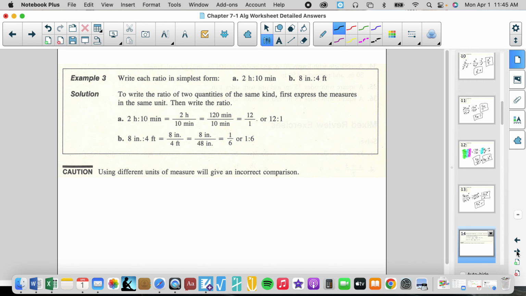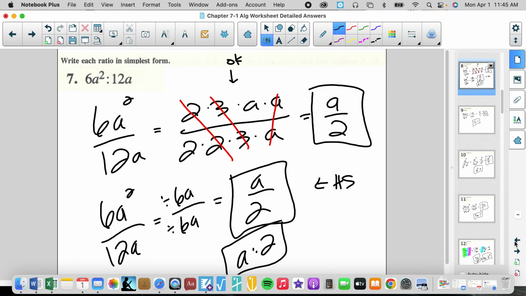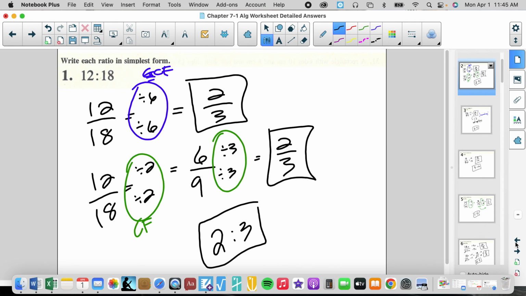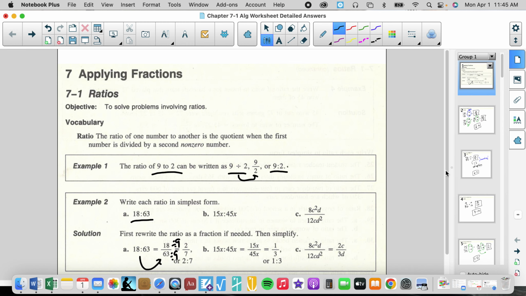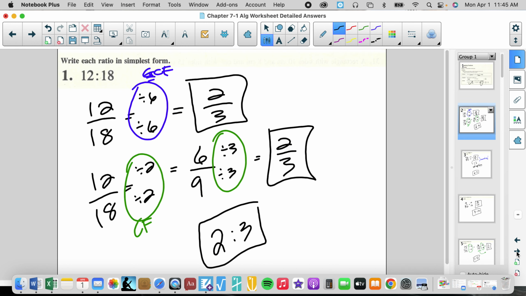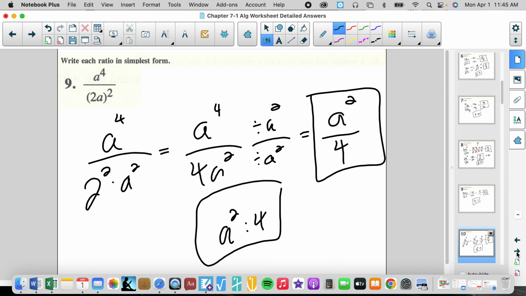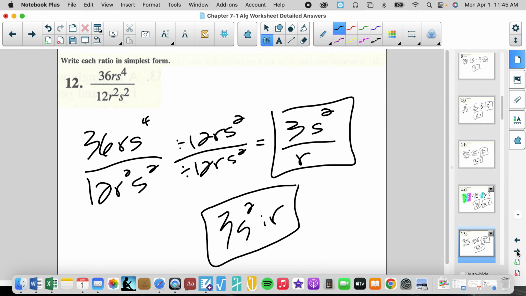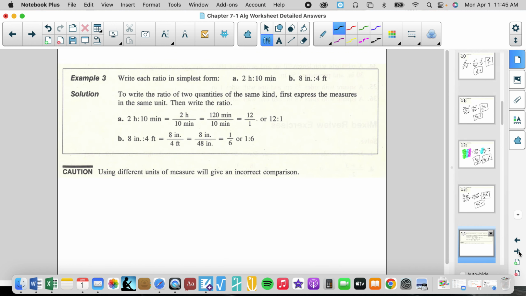Let's look at those examples, because they said fraction is okay. Let's look at these examples. Yeah, so we could write it as a fraction or a colon. Notice we could have given either format. So those are fine. Those are okay. And we can still do that.